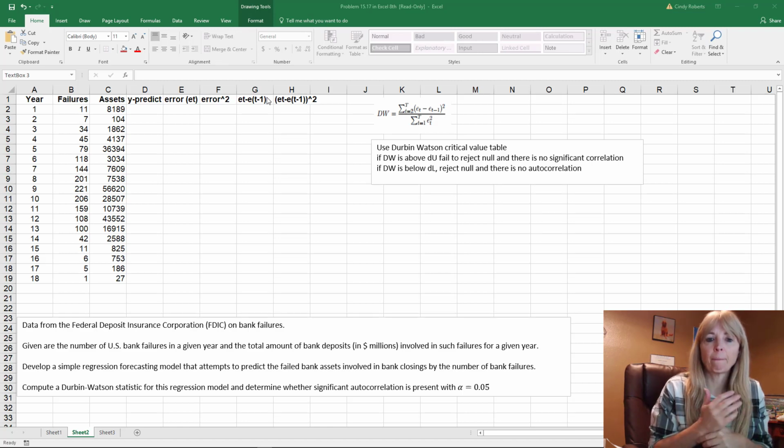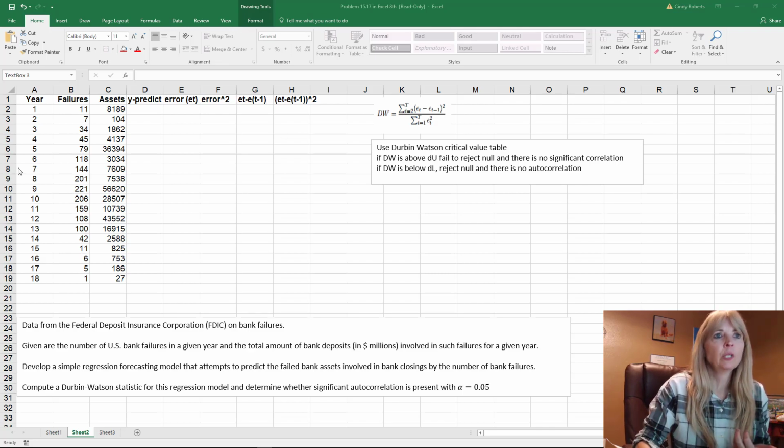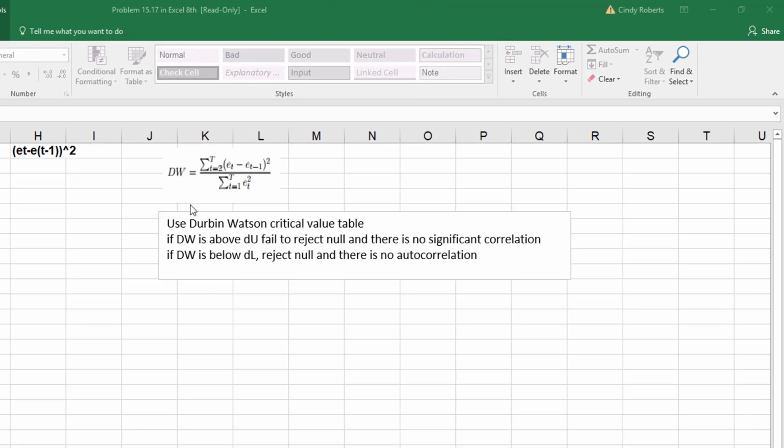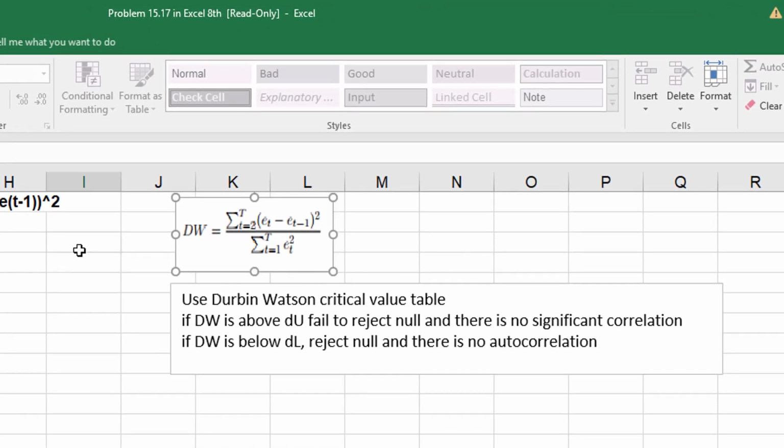So this typically happens over time, okay? So a lot of times data values will be correlated from past time periods. To test this, it's called the Durbin-Watson test, and this is the actual formula for it.